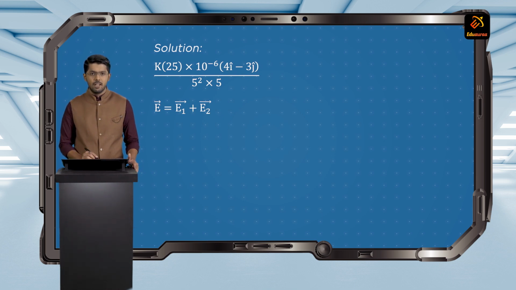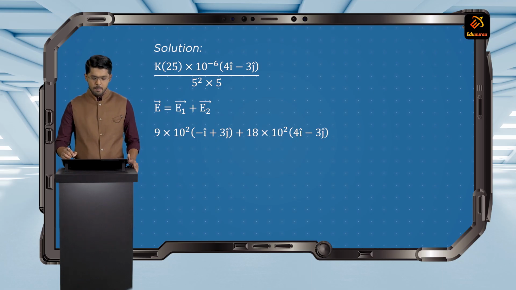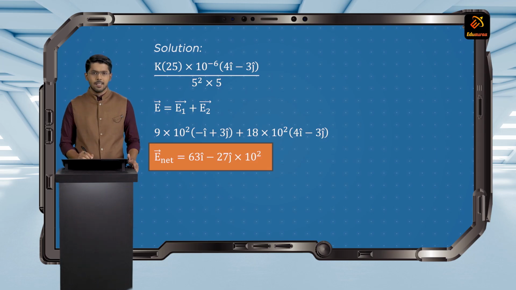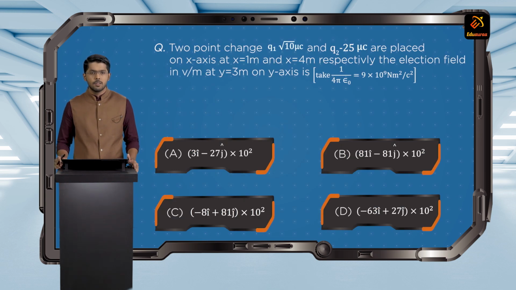Let us substitute the values that we had just calculated. For E1, it comes out as 9 into 10 to the power 2 multiplied by (minus i cap plus 3 j cap). And for E2, you have 18 into 10 to the power 2 multiplied by (4 i cap minus 3 j cap). When you simplify this, you get the net electric field vector as (63 i cap minus 27 j cap) into 10 to the power 2. And when you match your options, option A is the correct answer to this question.